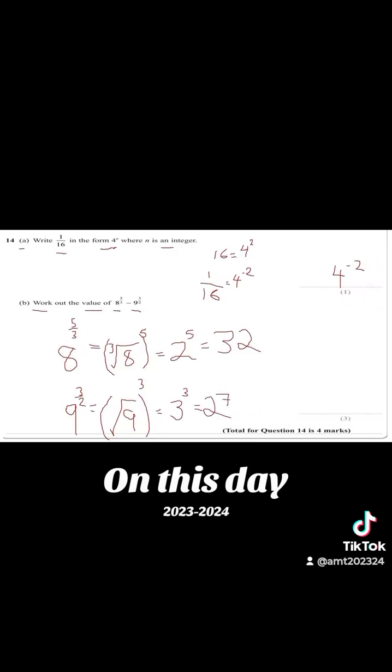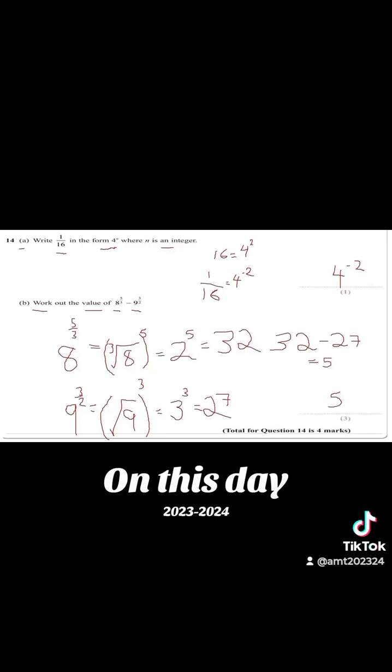I'm now going to do 32 take away 27. So 32 subtract 27, and I get the answer of 5. And that was worth 3 marks. Question 14 carried a total of 4 marks on a non-calculator higher tier Edexcel paper looking at fractional and negative indices.